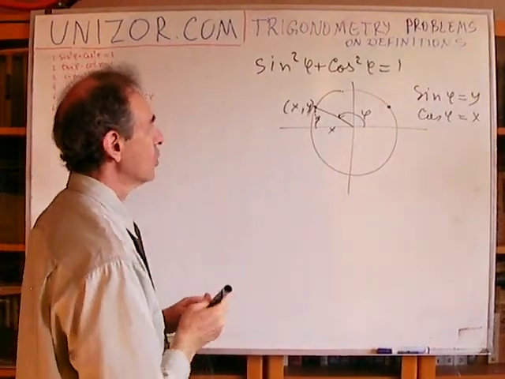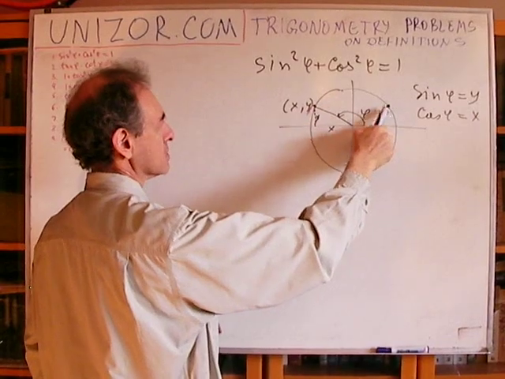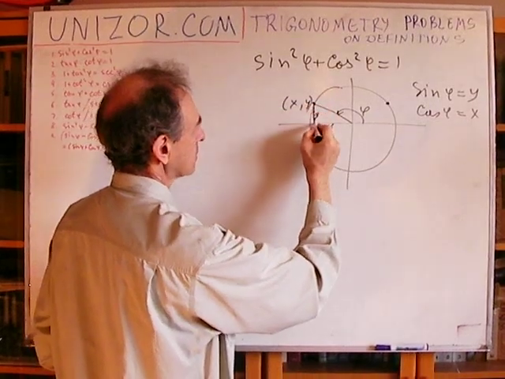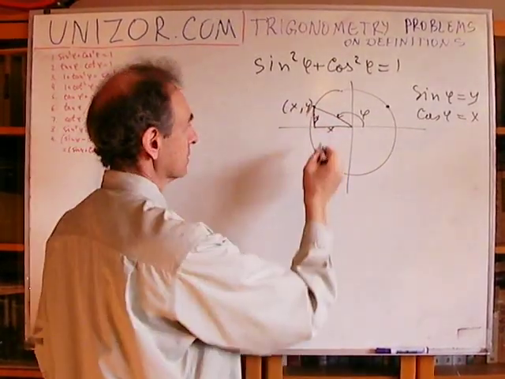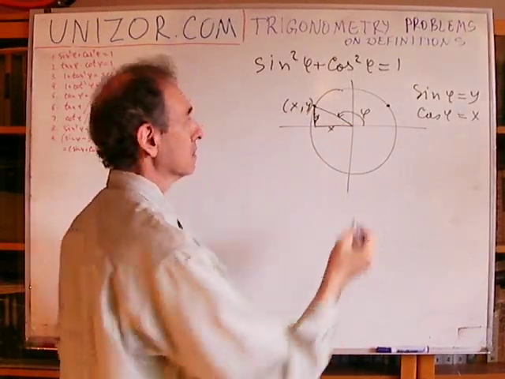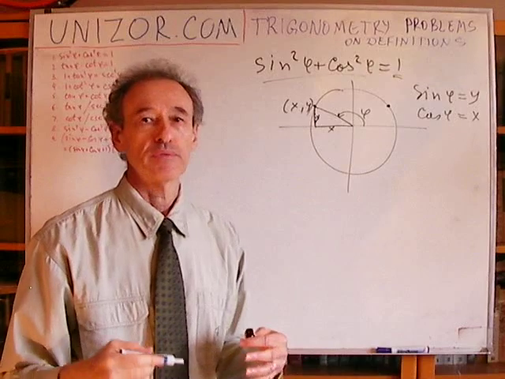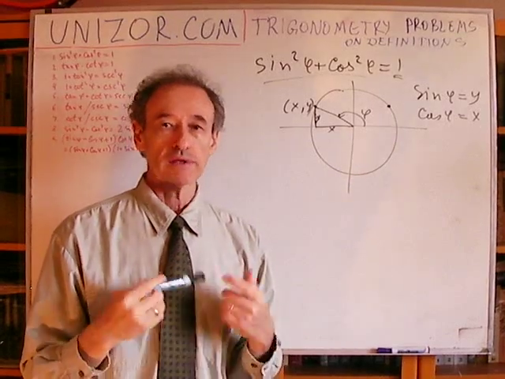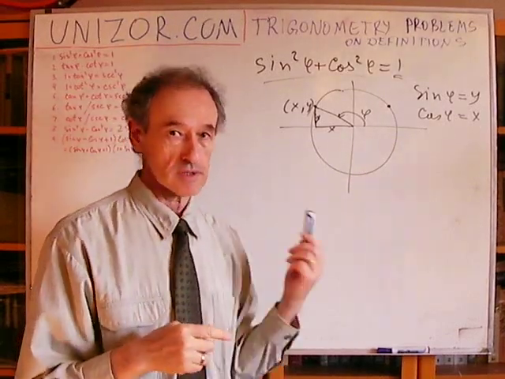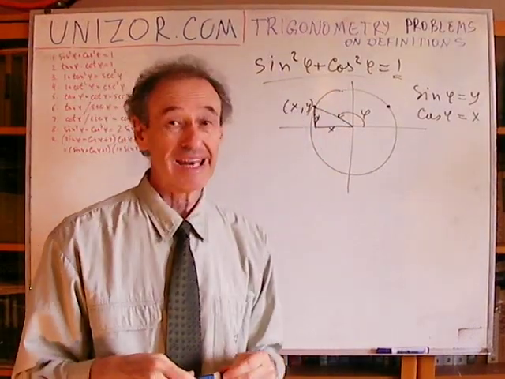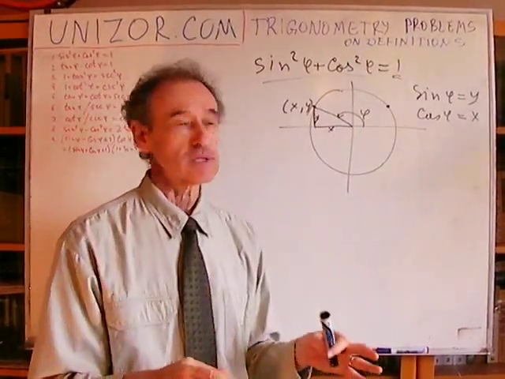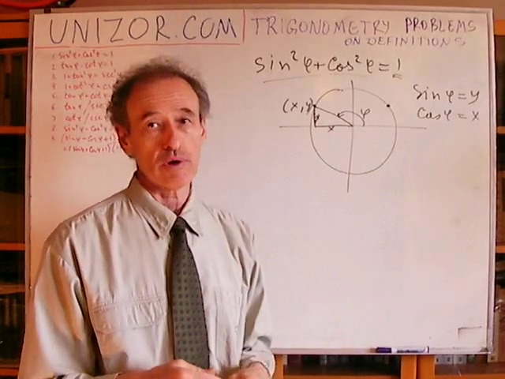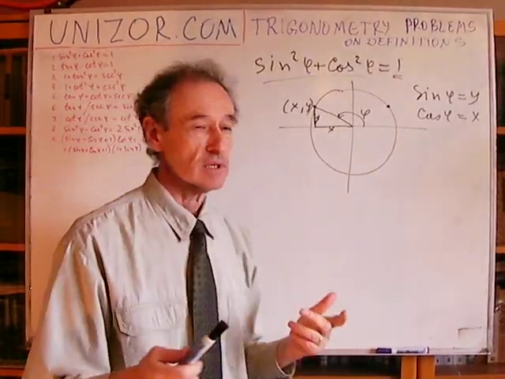Now, no matter where this point is, first quadrant, second, third, whatever, you can always consider this right triangle, and considering that the hypotenuse is equal to 1, this constitutes the Pythagorean theorem. So this fundamental identity between trigonometric functions sine and cosine, sine squared plus cosine squared of any angle is equal to 1, is a direct consequence from the definition of the trigonometric functions sine and cosine and the Pythagorean theorem.